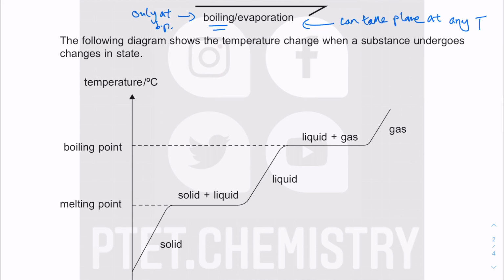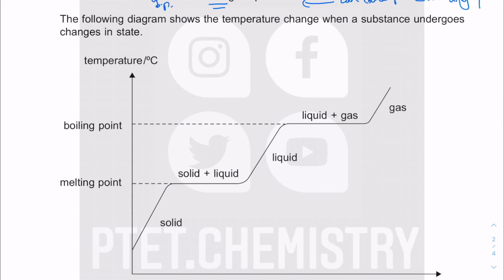Heating and cooling curves are very, very important. So you will see that the solid is actually where the temperature is increasing. This is a graph. The y-axis is the temperature. The y-axis is what you measure, and what you measure is called the dependent variable.